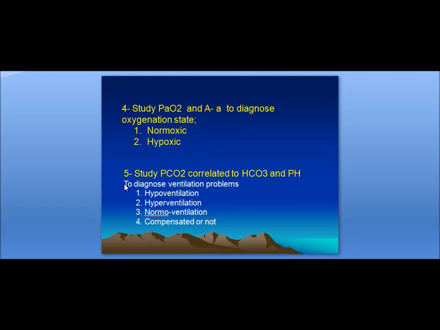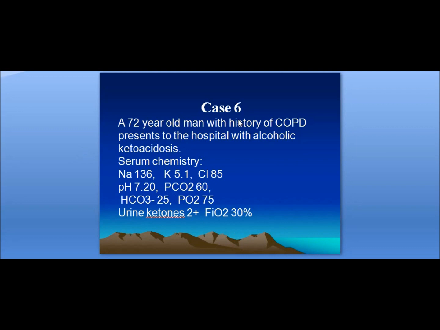Number 5, studying the ventilation state through studying the pressure of carbon dioxide correlated with bicarbonate and pH. See whether the patient is hypoventilated, hyperventilated, normoventilated, compensated, or not. Case number 6. A 72-year-old man with a history of COPD presents to the hospital with alcoholic ketoacidosis.